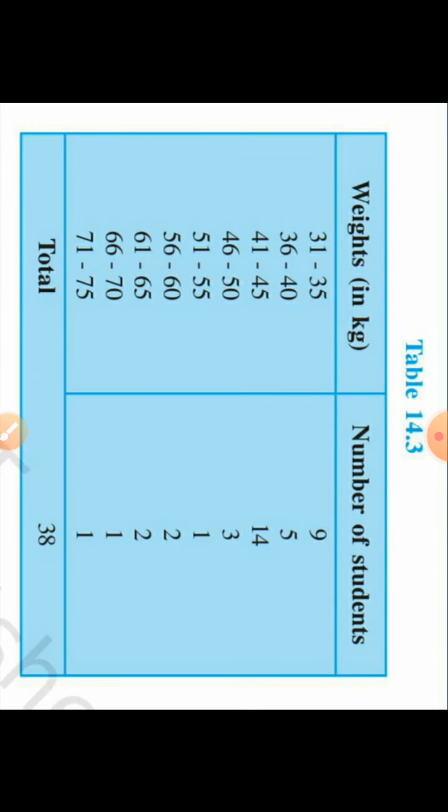Now look at that, it is taken from lesson number 14. Weight is given and number of students is given, so that is the table. What is the meaning of the table? The students whose weight is from 31 to 35 are 9 students, and 5 students are of those whose weight is 36 kilogram to 40 kilogram. 14 students have weight 41 kilogram to 45, whether it is 41.5, 42, whatever it may be, but up to 45. Okay, so that is the table.